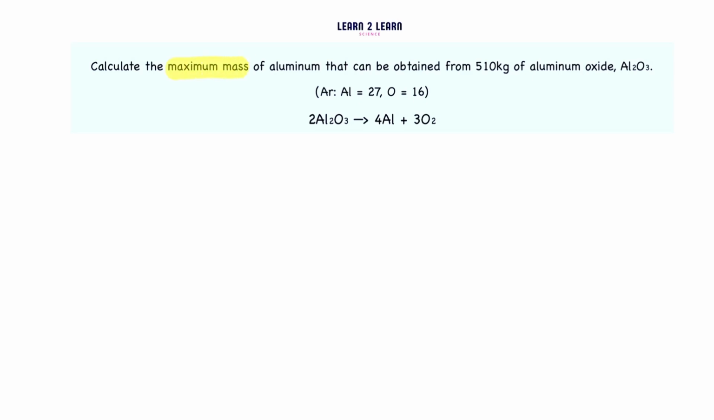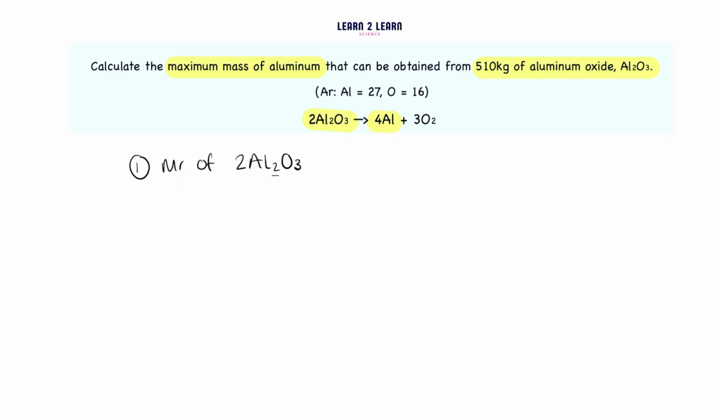So we are going to calculate the maximum mass of aluminium that can be obtained from 510 kilograms of aluminium oxide. Start off by highlighting what it is we need from our balanced equation, which is aluminium oxide and aluminium. Now I have taken away the 4 steps this time because obviously you do not get them in an exam.